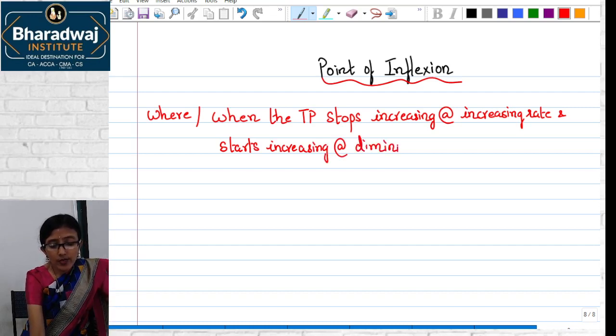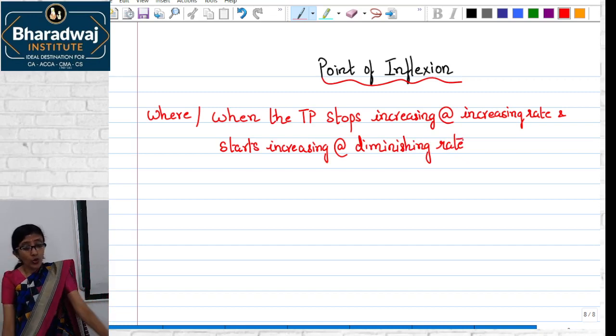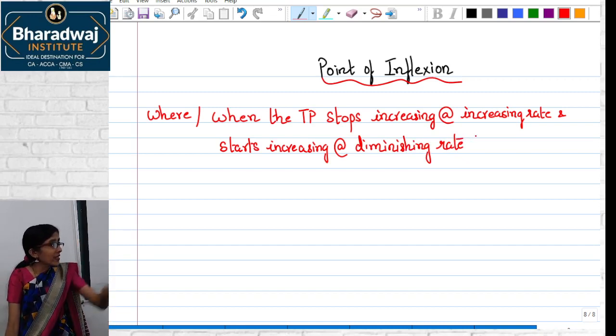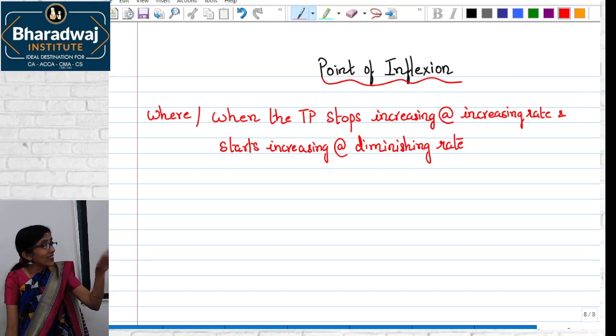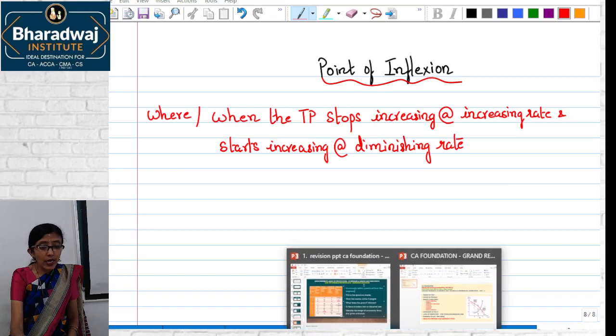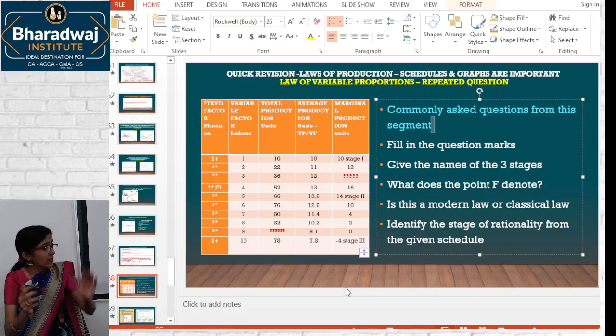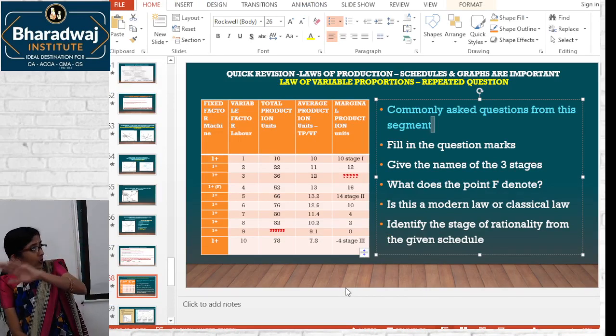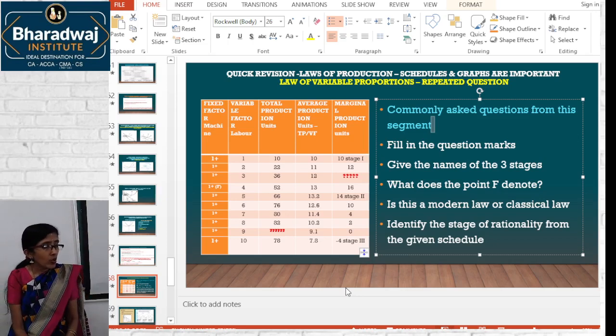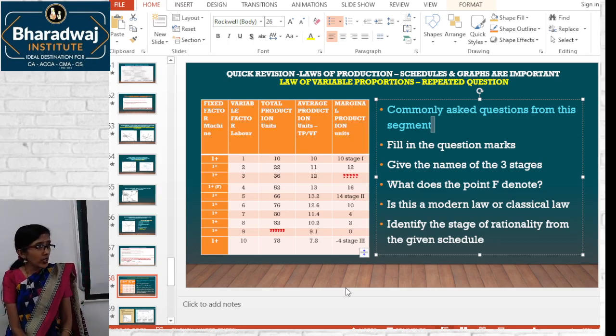So look at this. Total product stops increasing at an increasing rate and starts increasing at a diminishing rate. That point is called the point of inflection, and please remember it will be somewhere from 4 to 5. Fourth point itself it will be there. In the graph, if you draw the line, you will see from the 5th to the 9th, which is the second stage, total product increasing at a diminishing rate.